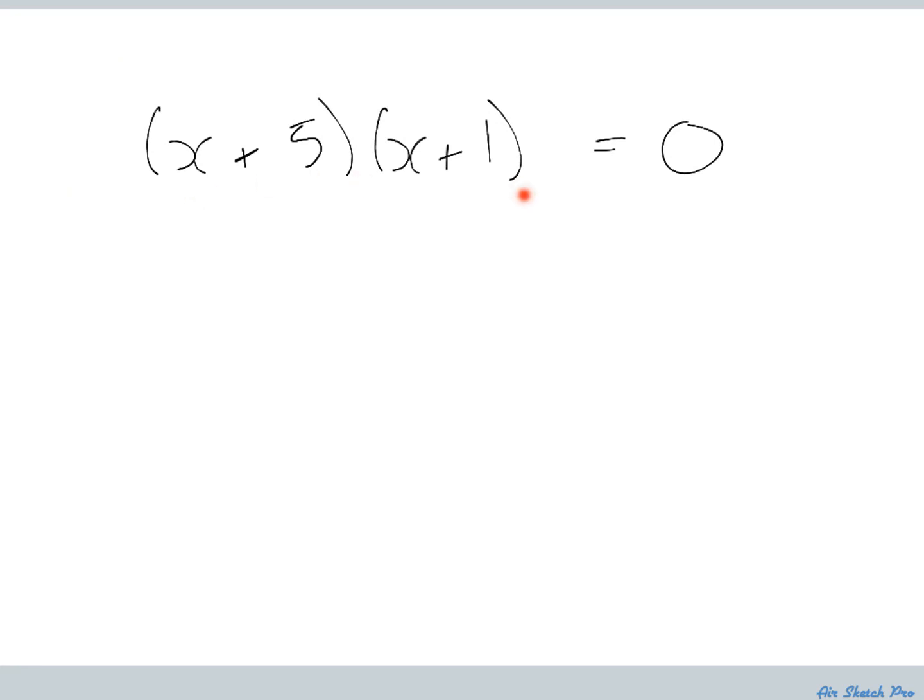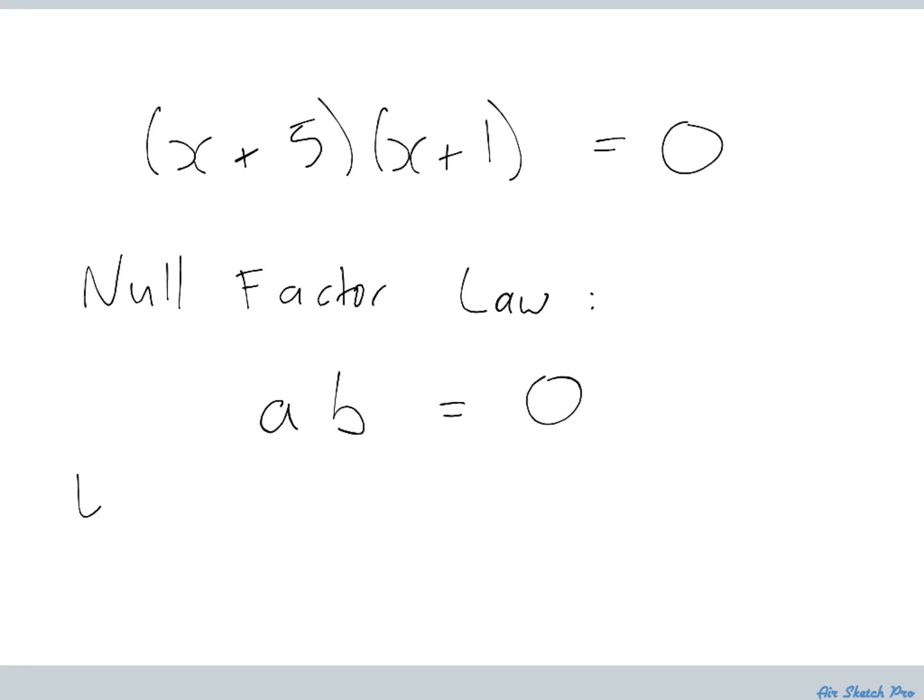When does x plus 5 times x plus 1 equal 0? Well, when x is minus 5 and x equals minus 1. Or, sorry, both of those are possibilities. This uses the null factor law. The null factor law is a really simple idea. It says that if I have two things multiplied together and they're equal to 0, either A equals 0 or B equals 0 or both.